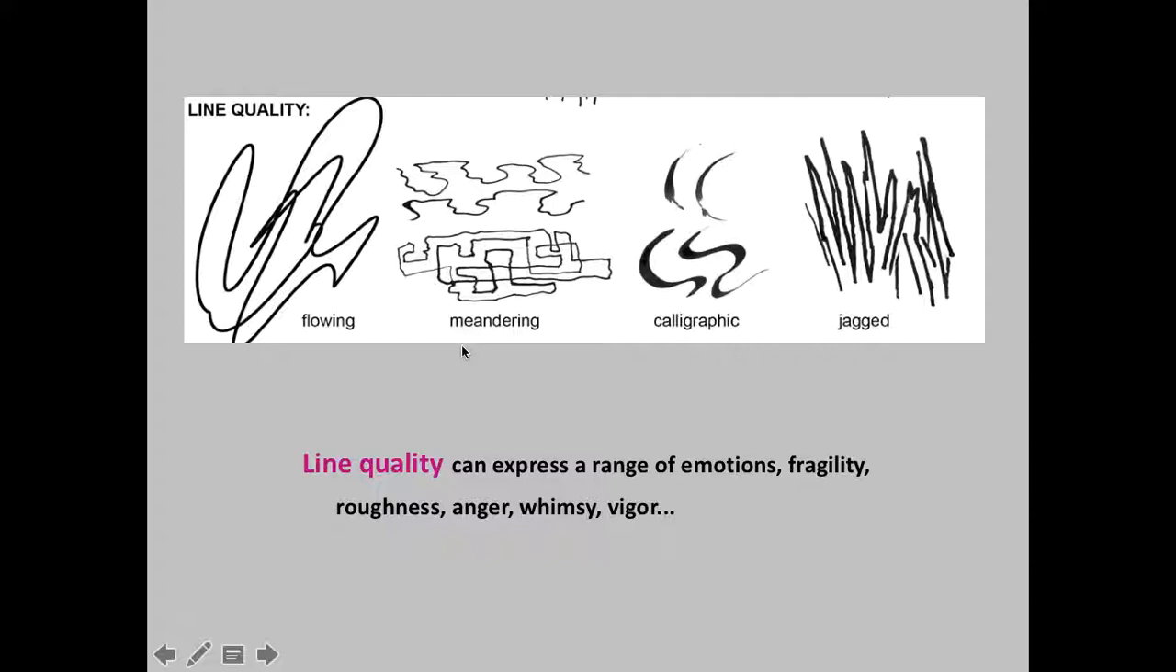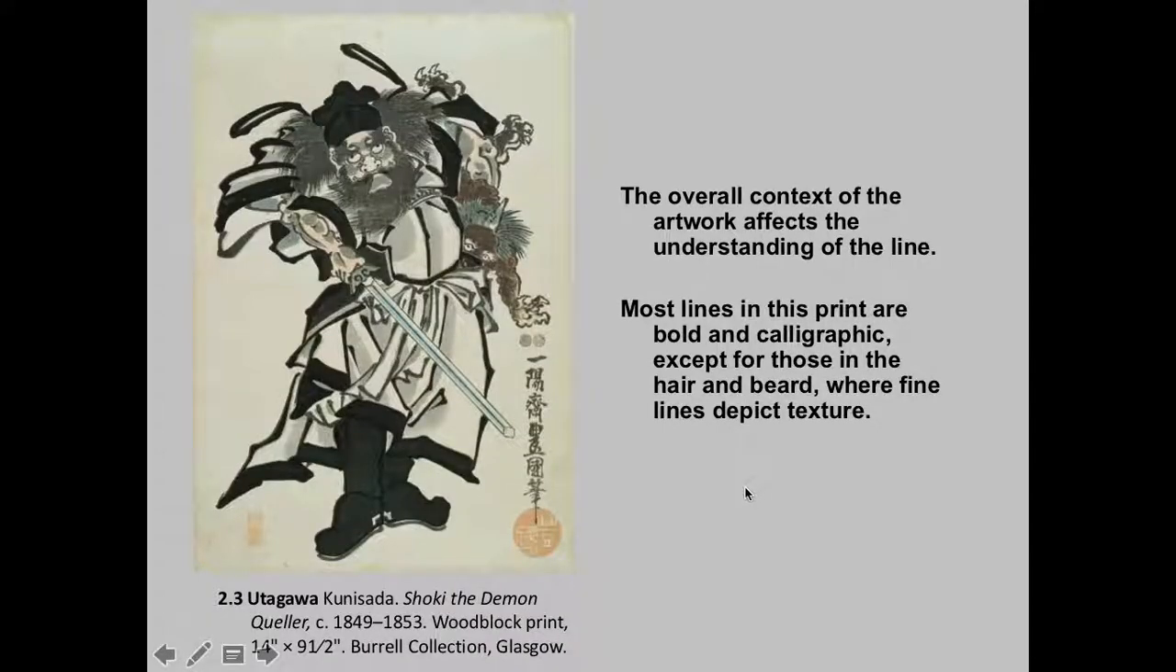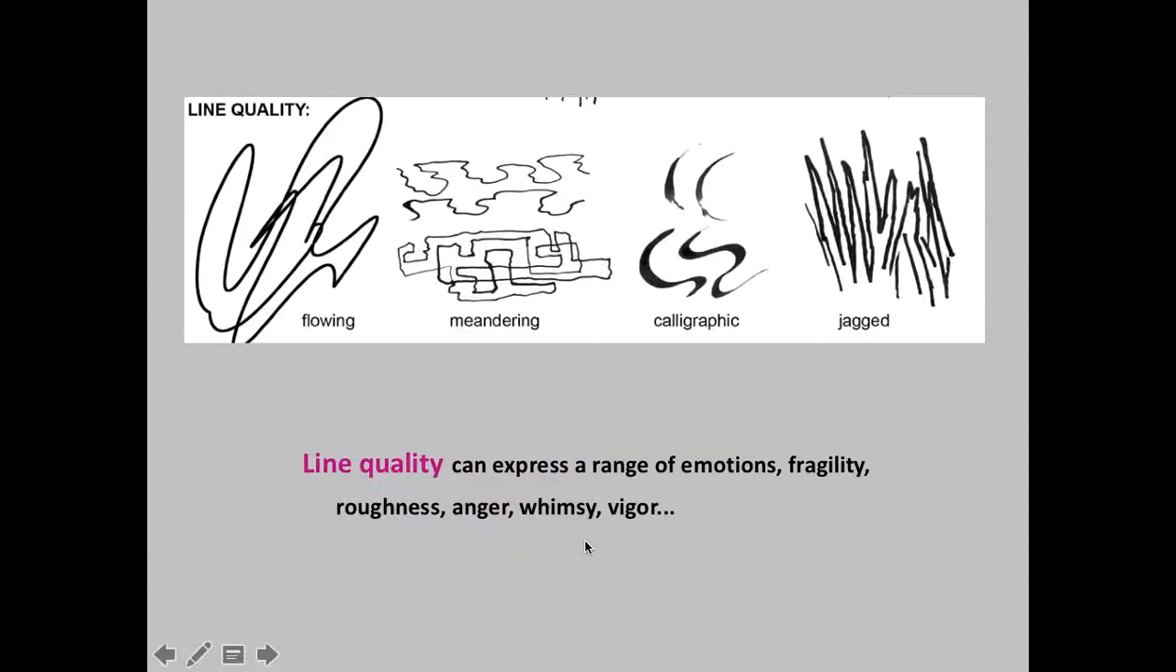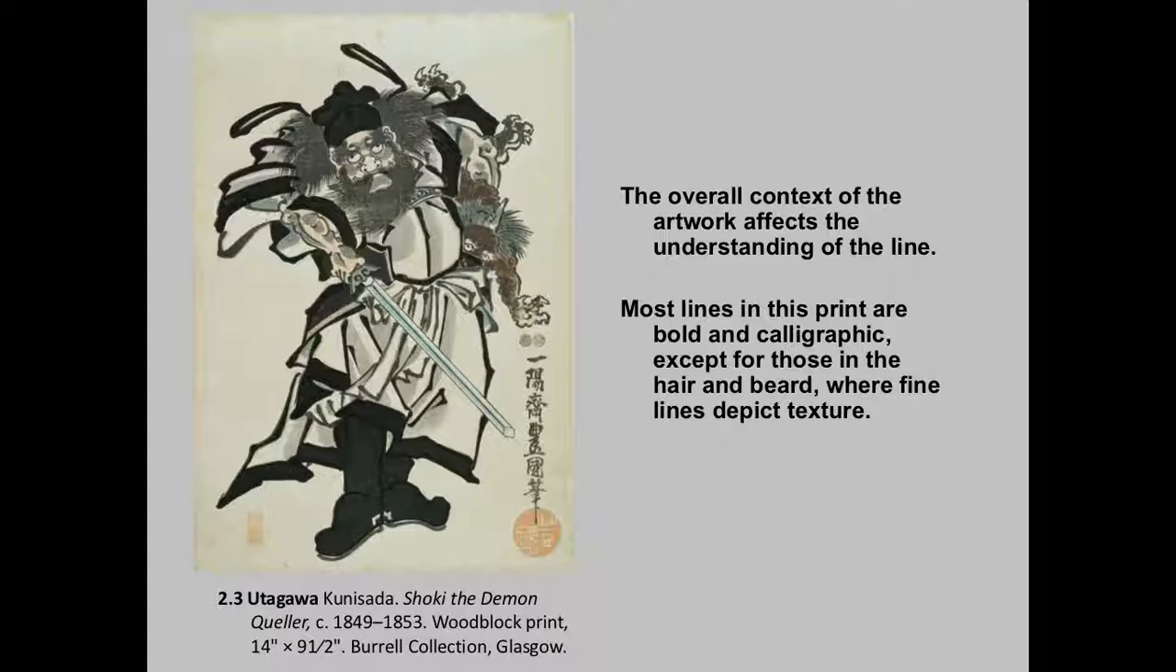There are different types of lines, and they also relate to emotions. In this piece, Shoki the Demon, if you're thinking about Japanese and also Chinese art, this is a Japanese piece. If you're thinking about that kind of work, ink drawing and ink painting are really important to the culture, and one of the primary painting methods or materials.